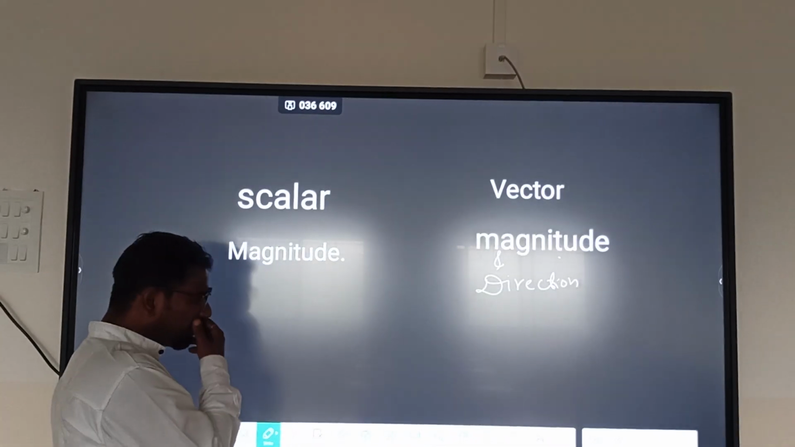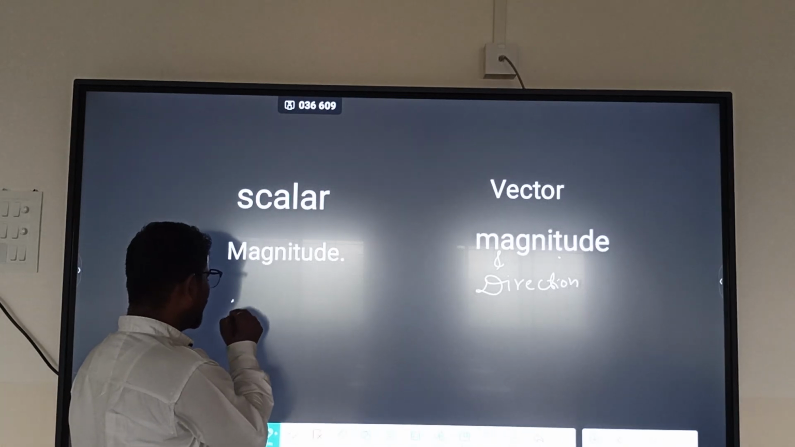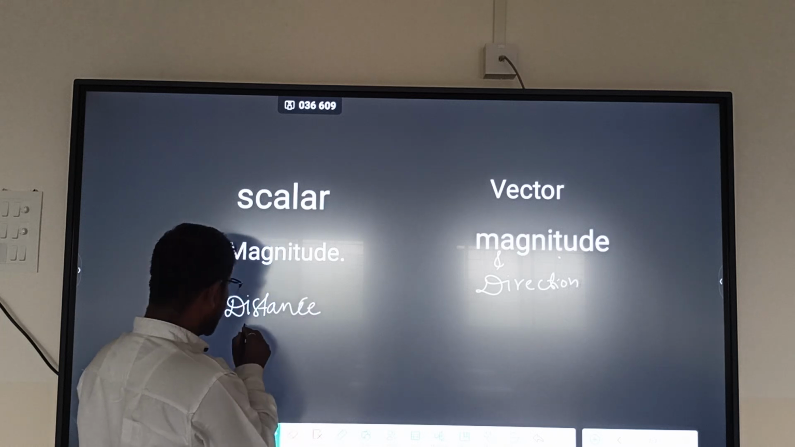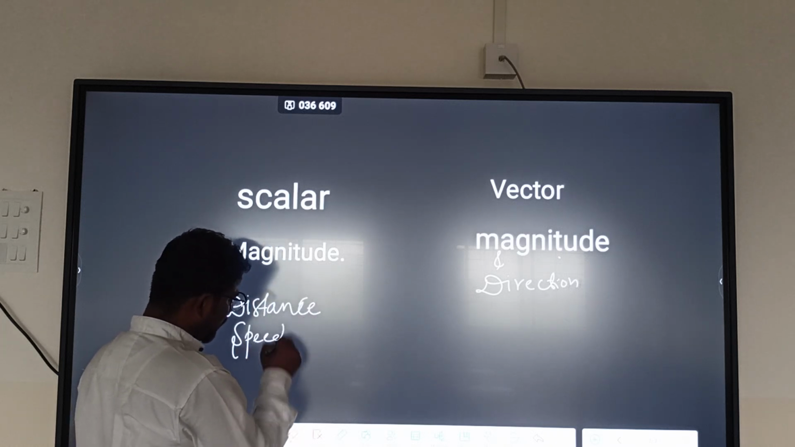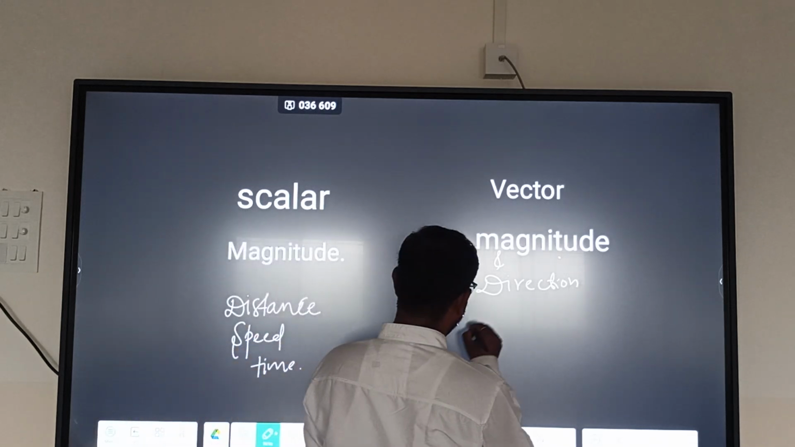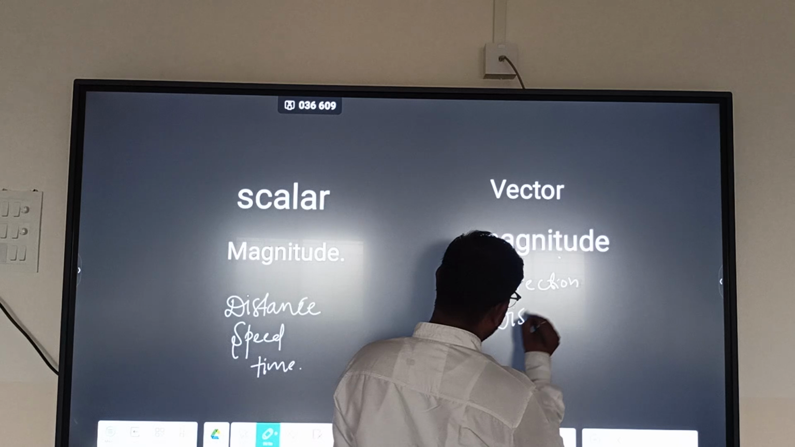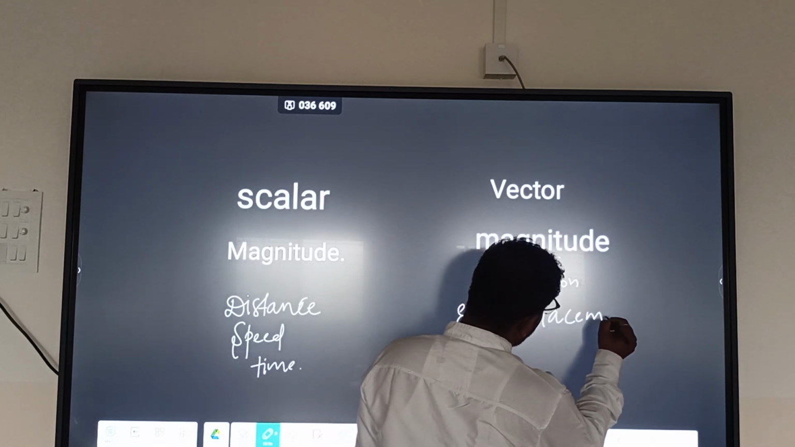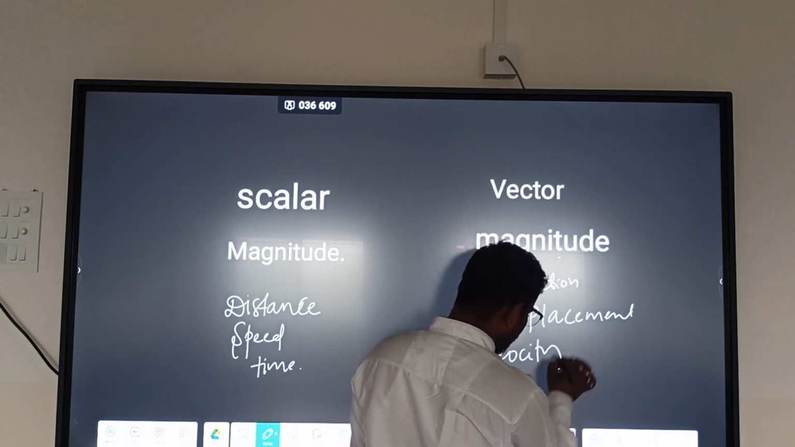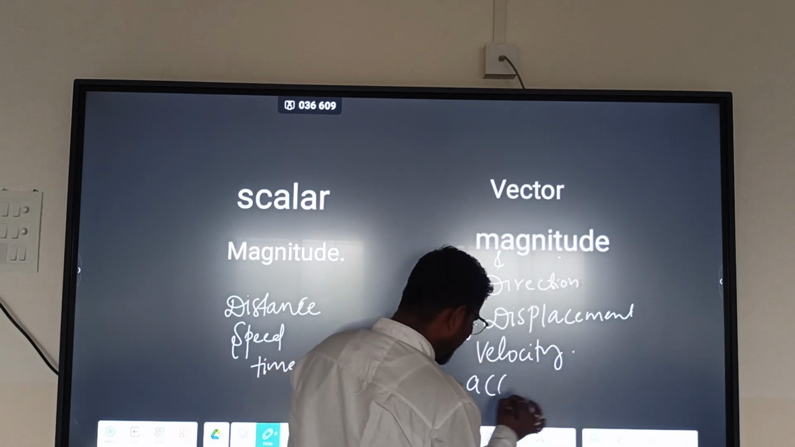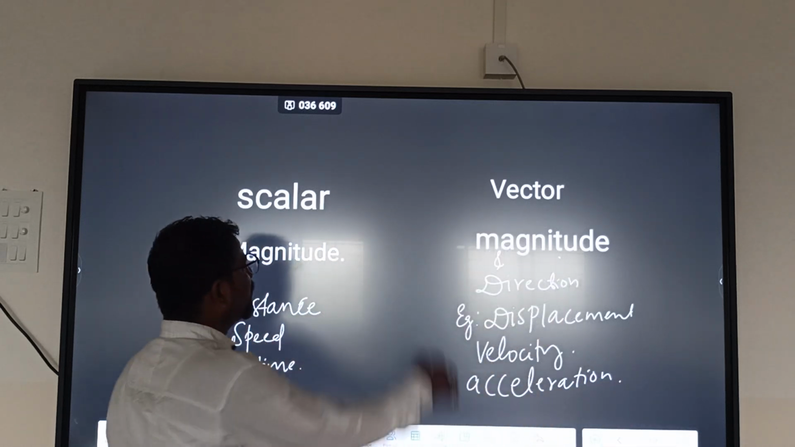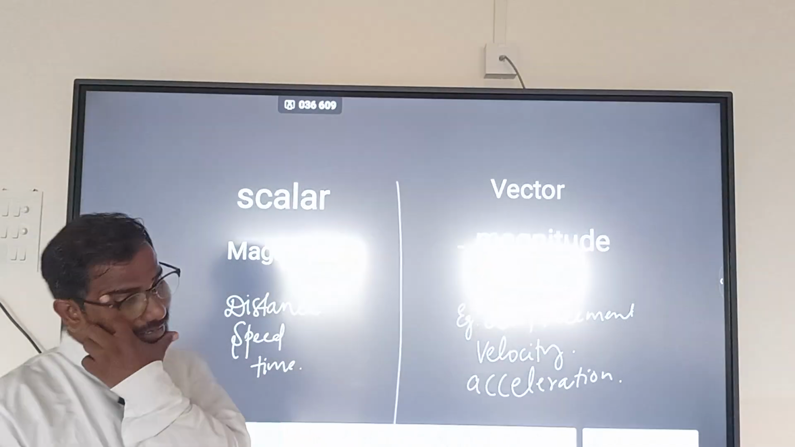See here, first thing, what is scalar? We can give examples of distance, speed and time. In vector, we can give examples such as displacement, velocity and acceleration. These are the differences between scalar and vector.